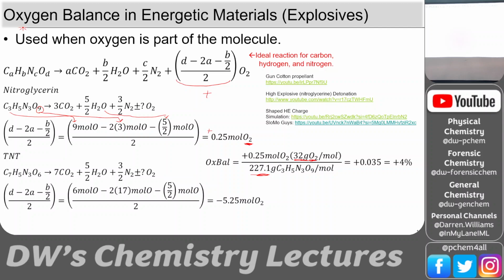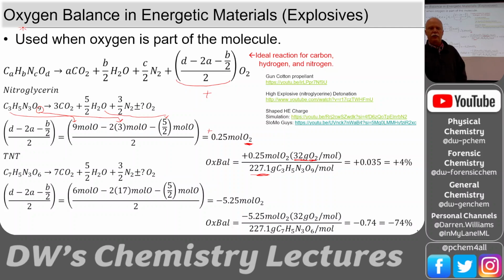You could get more energy out of a molecule that had a better oxygen balance. So we can take that, if we divide it by mass, we convert the moles of oxygen to mass of the toluene, we end up with the negative 74%. So it's pretty low in terms of its oxygen balance.